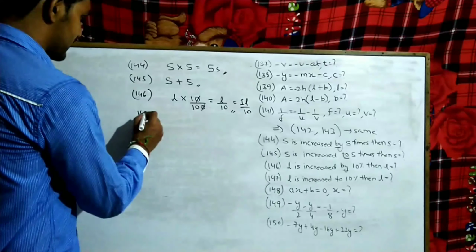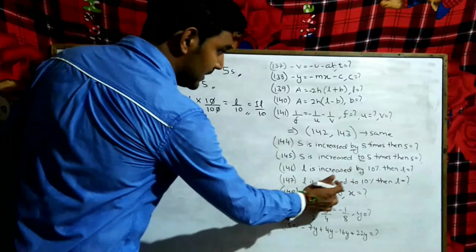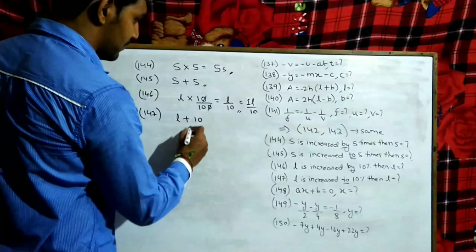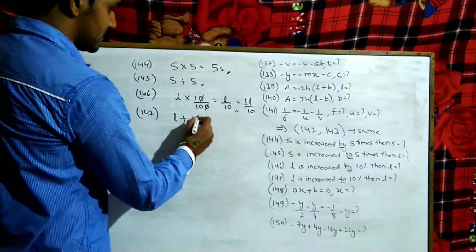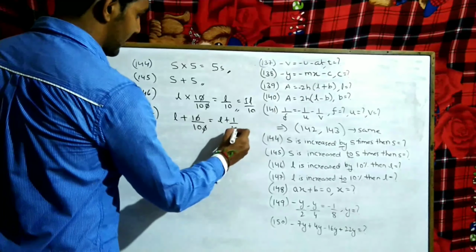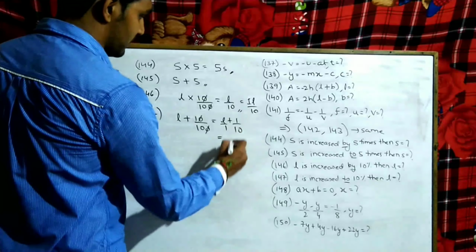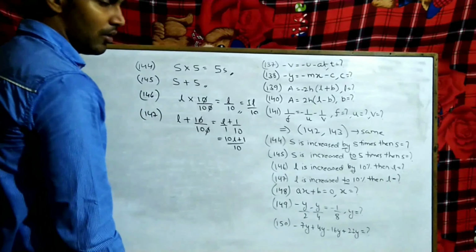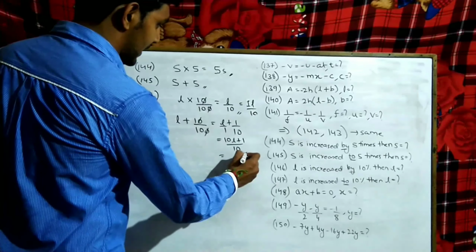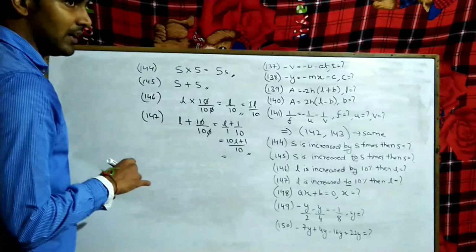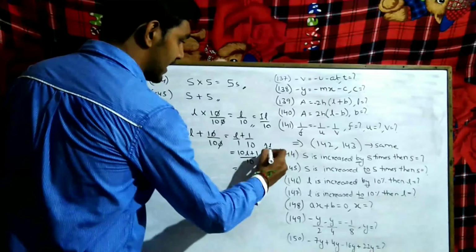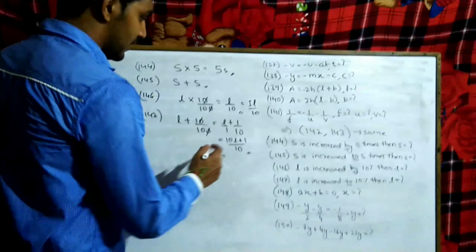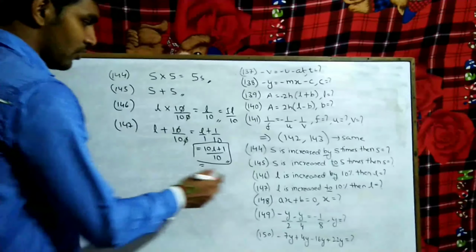Now let's start with 147. L is increased to 2 means plus, so L plus 10%. How to find 10%? Same, this is multiply, L plus L by 10. Now take the LCM. This is 10, so 10L plus L over 10. So this is the answer, but the back side is given the same L by 10. It is wrong. Remember, clear? This is the answer.